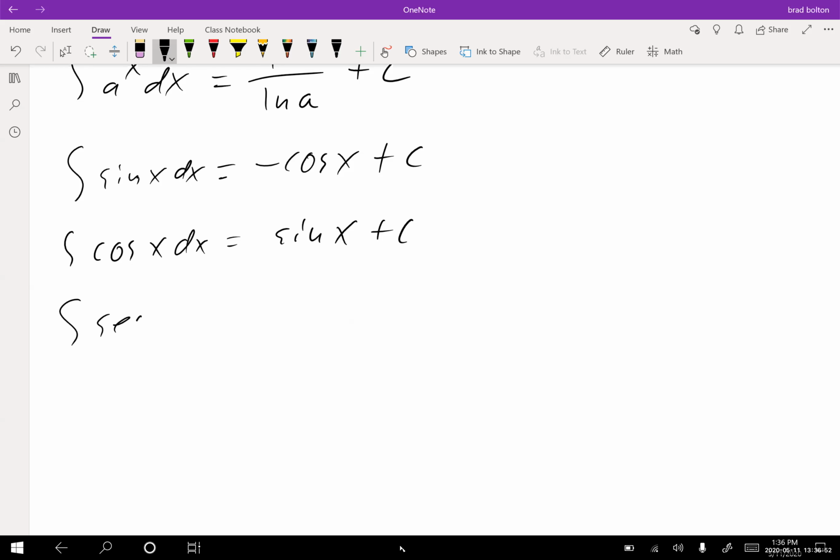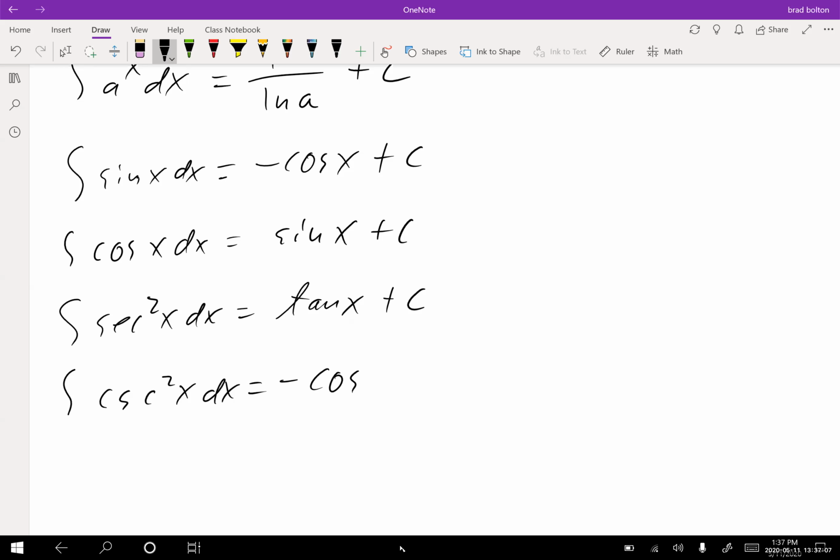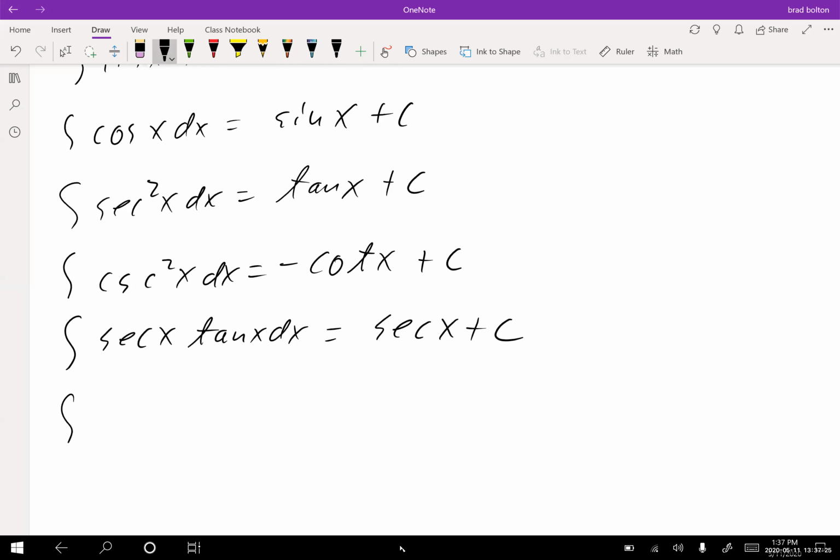We have the antiderivative of secant squared x dx is equal to tan x plus c. We have the antiderivative of cosecant squared x dx. This should be negative cotan x plus c. We have the antiderivative of secant x tan x dx is equal to, let's see here, secant x plus c. And of course, we have cosecant x cotan x dx is equal to negative cosecant x plus c.